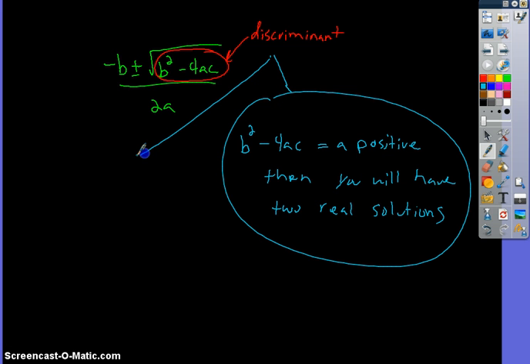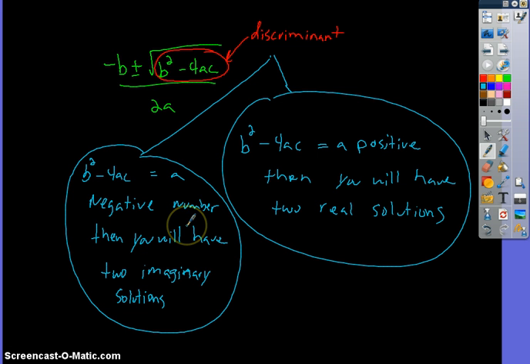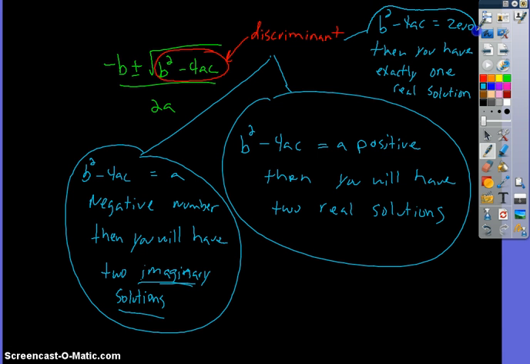If it's negative, if b squared subtract 4ac equals a negative number, you won't have any real solutions. You have imaginary solutions. So if it's equal to a negative number, you get two imaginary solutions. And the last thing could be if it's equal to 0. If b squared subtract 4ac equals 0, then you have exactly one real solution.